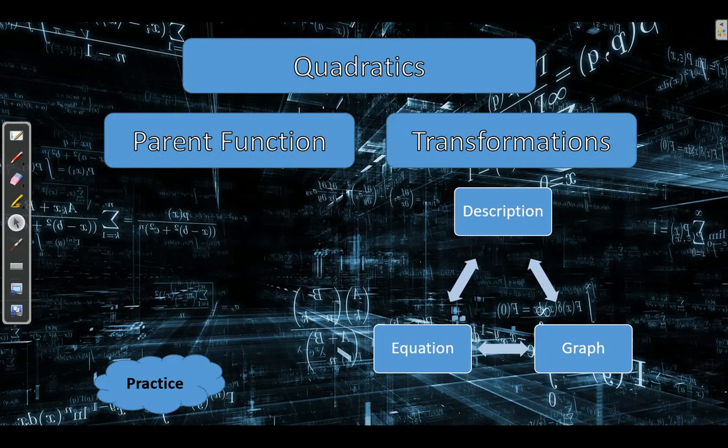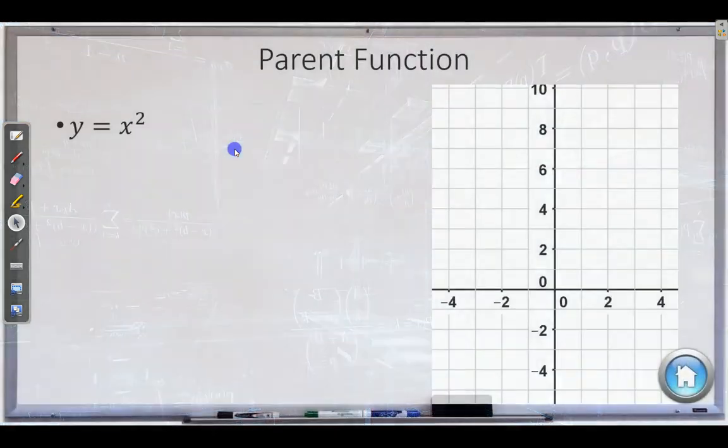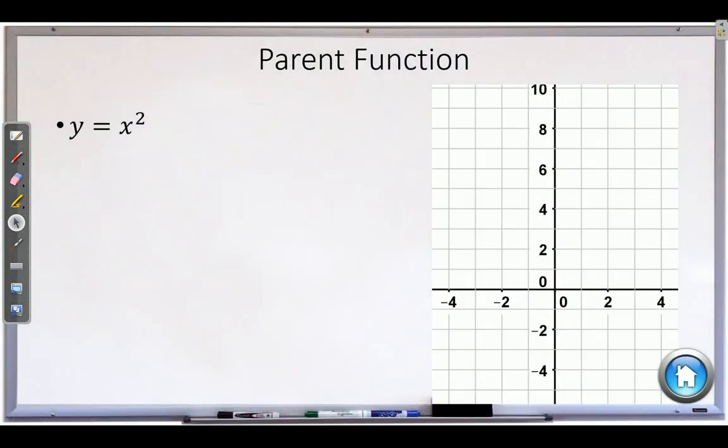Today we're starting with quadratics. What we're going to be first looking at is how to take the basic quadratic function, the parent function, and transform it in 2 or 3 different ways. We've looked at this parent function before, but we're going to take one more look at it right now. The basic quadratic function y equals x squared.